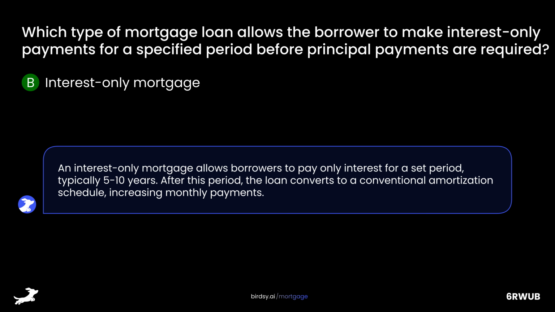An interest-only mortgage allows borrowers to pay only interest for a set period, typically 5 to 10 years. After this period, the loan converts to a conventional amortization schedule, increasing monthly payments.